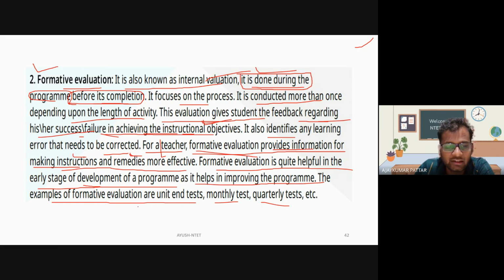It can be done at a particular chapter खत्म होने के बाद भी, आप वो that particular chapter के लिए evaluation कर सकते हैं. That is also formative evaluation. और monthly कर सकते हैं. So quarterly भी कर सकते हैं. 3 months के लिए भी कर सकते हैं. It depends on the teacher, but formative evaluation means during the program.